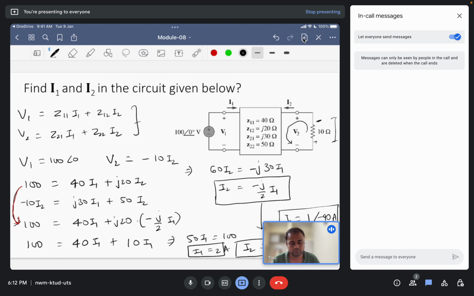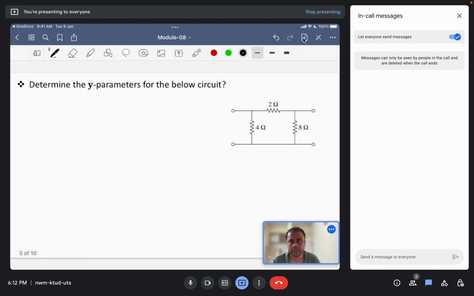So now let us move to the second parameter, that is the Y parameters. In case of Y parameters, we write current in terms of voltage. So it is completely reciprocal of the impedance parameter that we earlier saw. So the equations here are, for I1: I1 will be equal to Y11 V1 plus Y12 V2. And similarly I2 will be Y21 V1 plus Y22 V2.